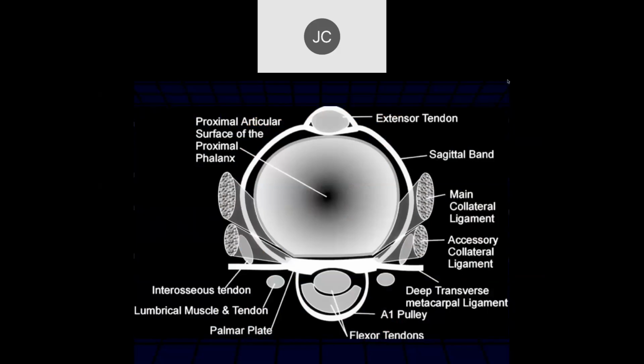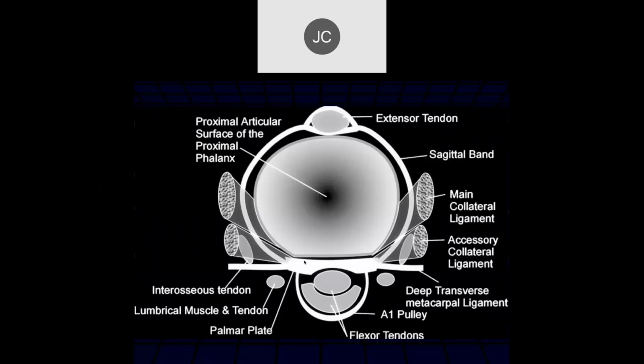This is just a diagram showing the cross-sectional anatomy here. Here we can see the extensor tendon. Here's the sagittal band. We can see the fibrous sheets encircling the extensor tendon, holding it in place in the midline of the metacarpal head. And then we can see the collateral ligaments on either side here. And then we'll talk about the flexor tendon anatomy later. There are actually two of them.